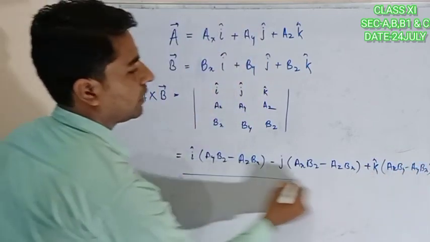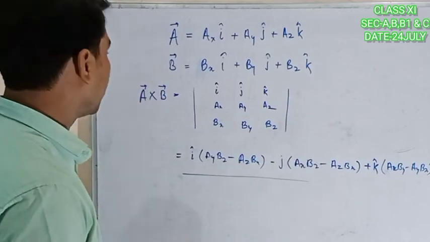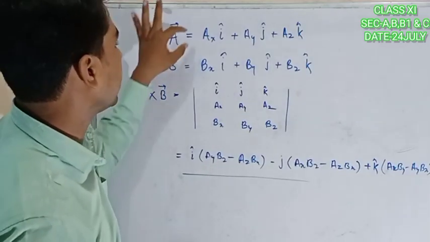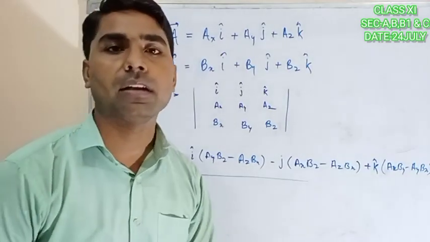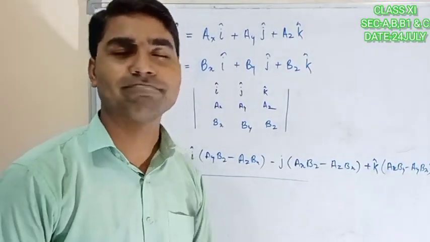So this is the vector product of the two vectors a and b, and these are the values. The rest of the things we will discuss in our next lecture with one numerical problem. Till then, thank you.